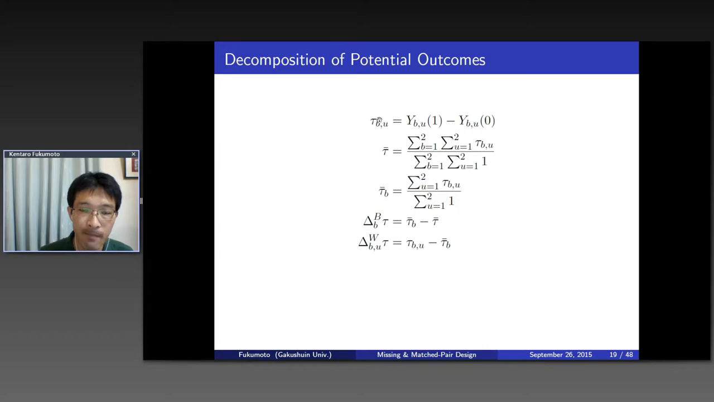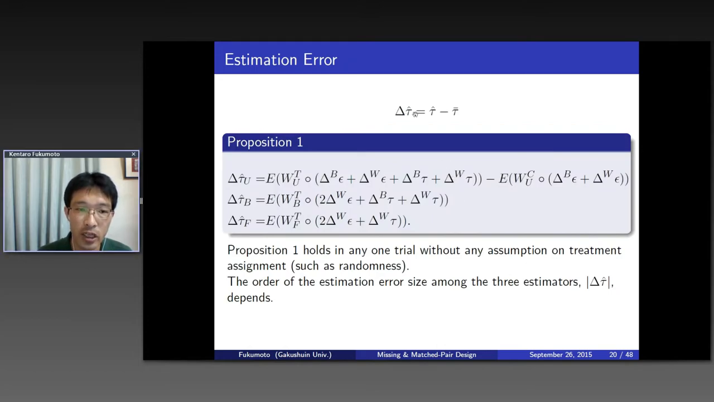In the same way, tau of B,U is the individual treatment effect, tau bar is the average of individual treatment effects for all units, and tau bar of B is the average treatment effect of block B. Then the between block heterogeneity of treatment effect is the ATE of block B minus the ATE, and the within block heterogeneity of treatment effect is the individual treatment effect minus the ATE of block B.